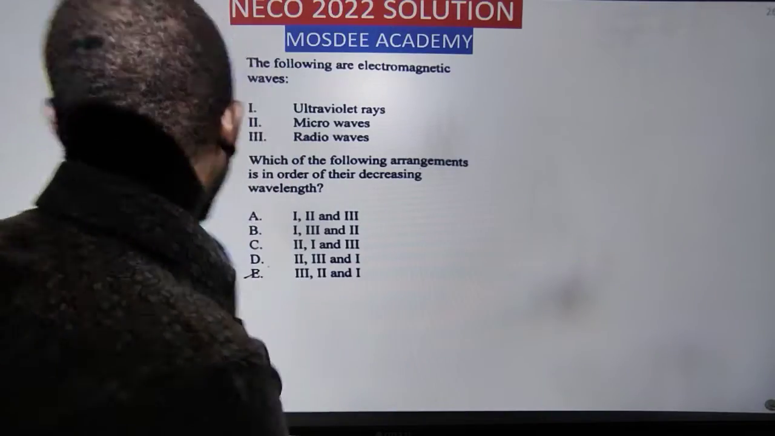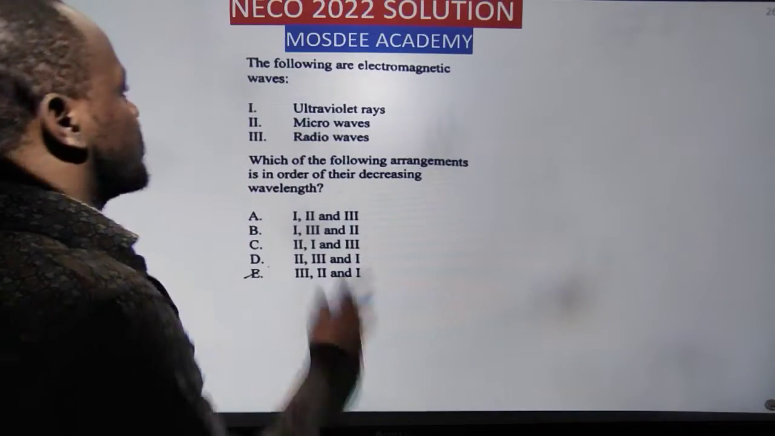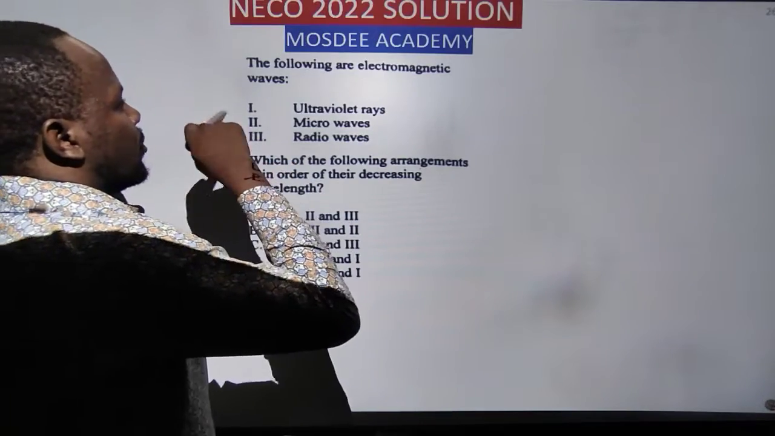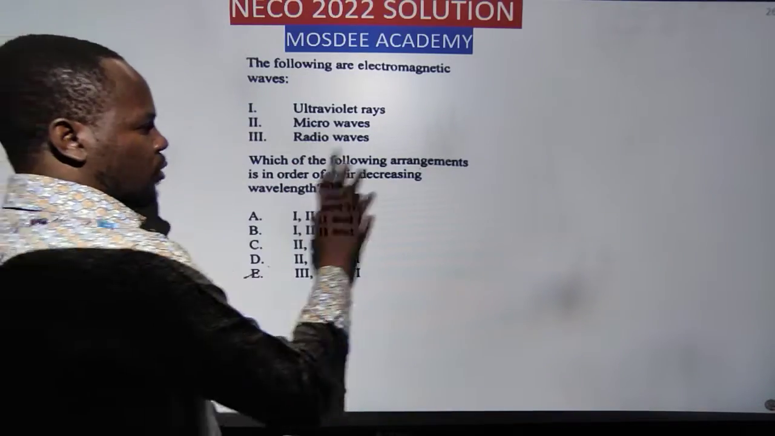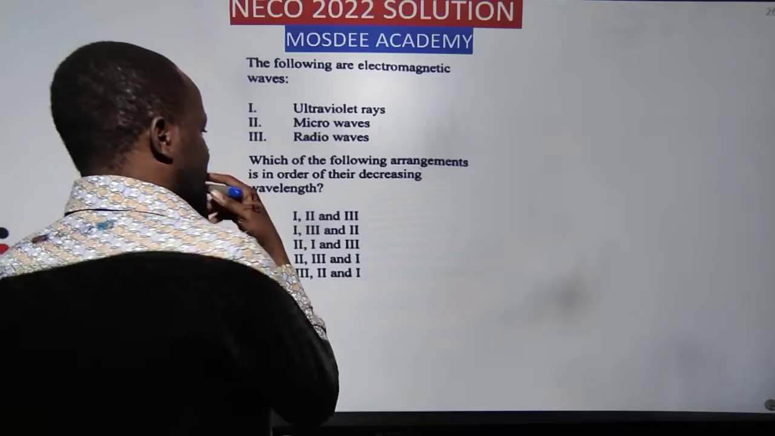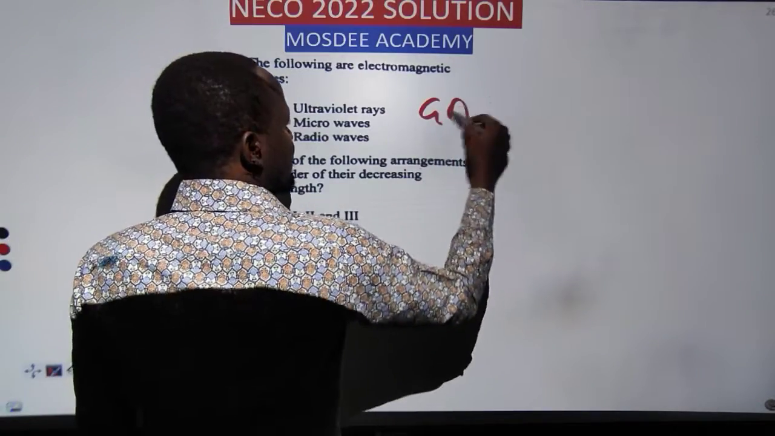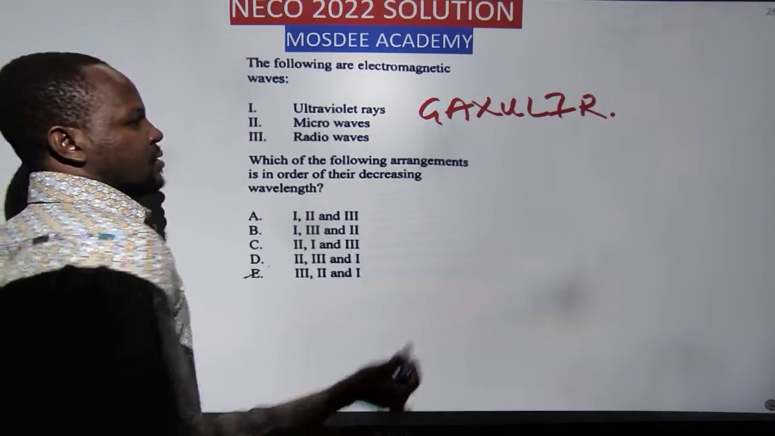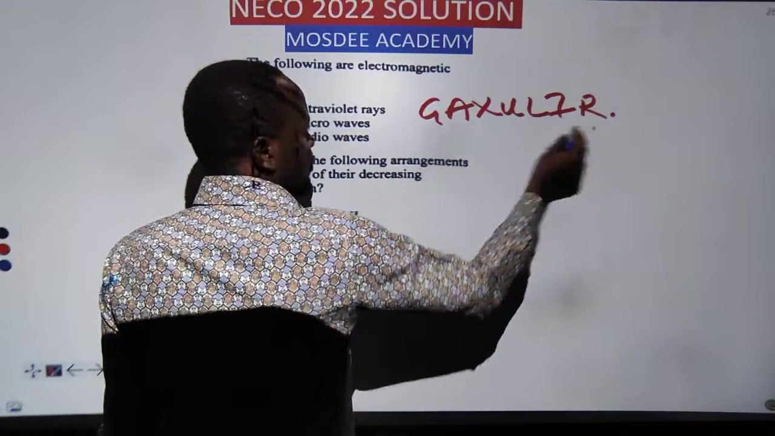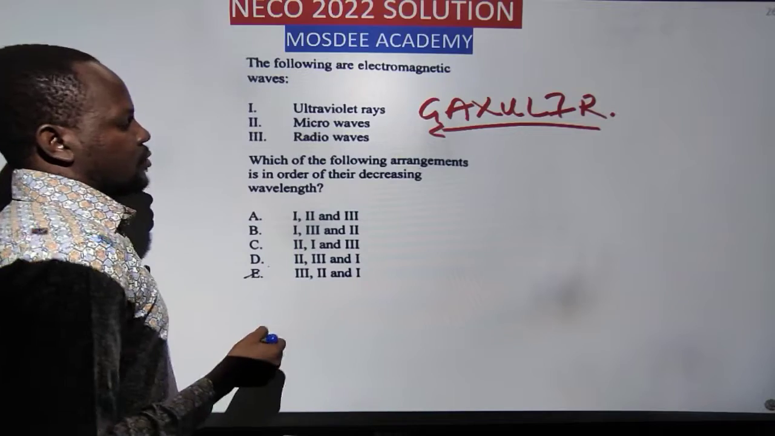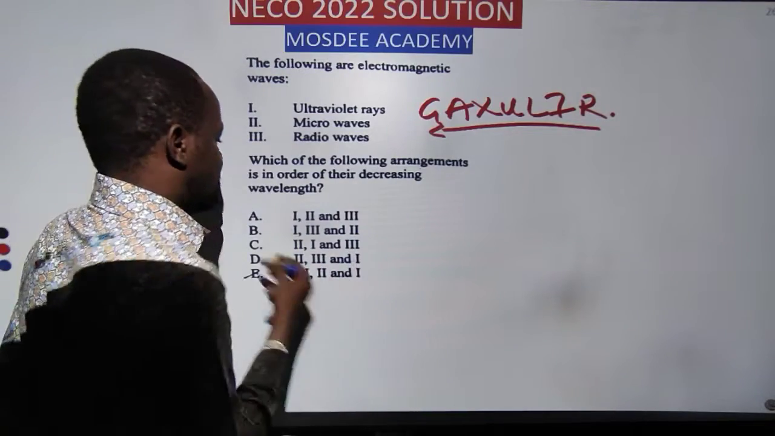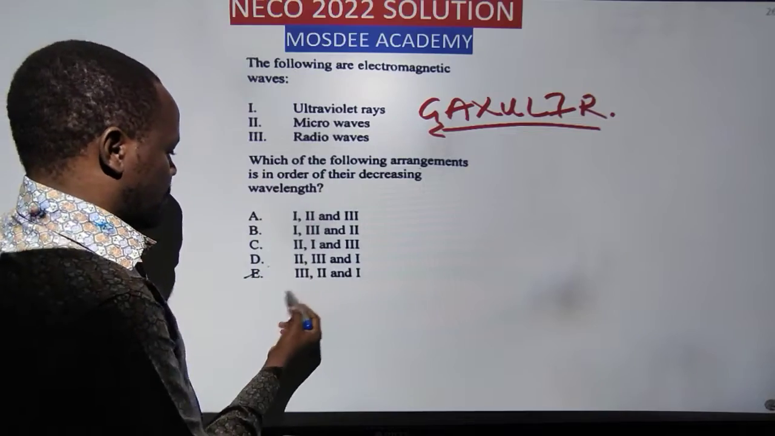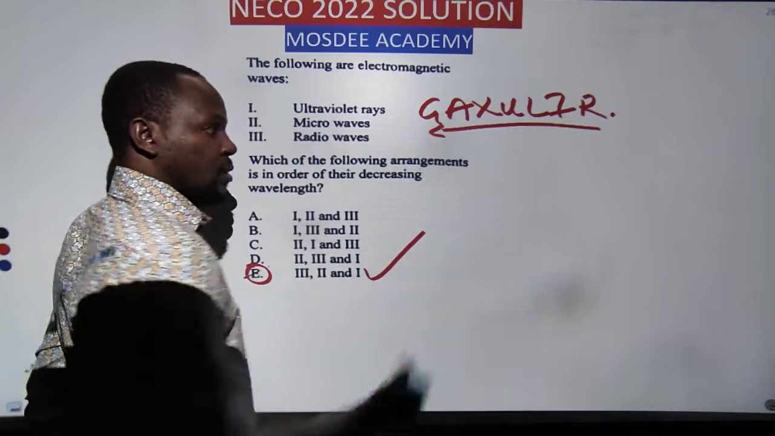The next question is asking, the following are electromagnetic waves listed. Which of the following arrangements is in order of their decreasing wavelength? This is a memory-based formula. When they say decreasing, you start from this guy to this. So radio wave is the highest. Which one starts with it? Only one option starts with it, so no need of going to any other thing. Next one.